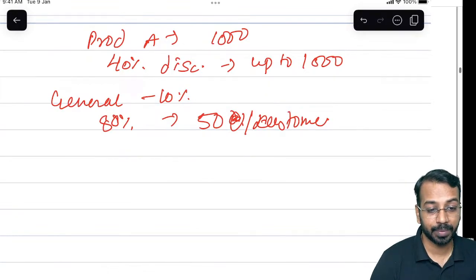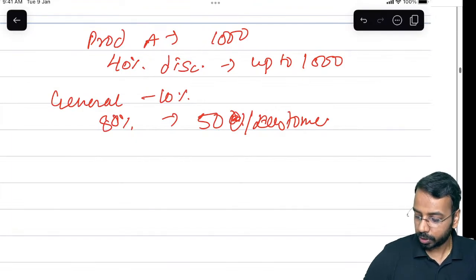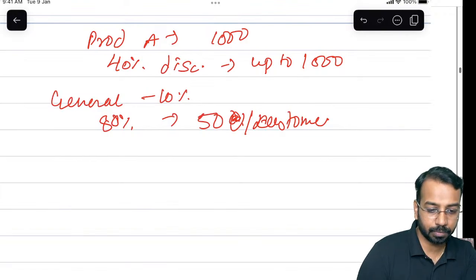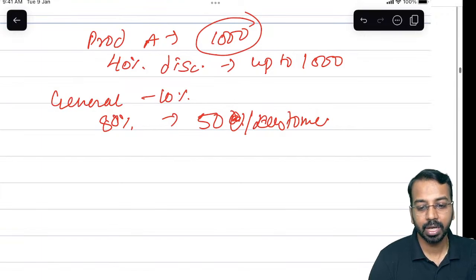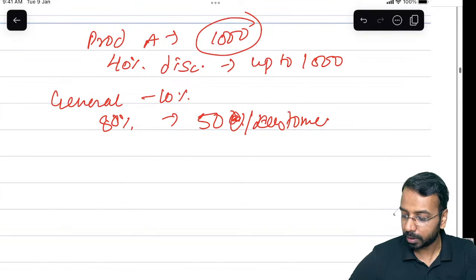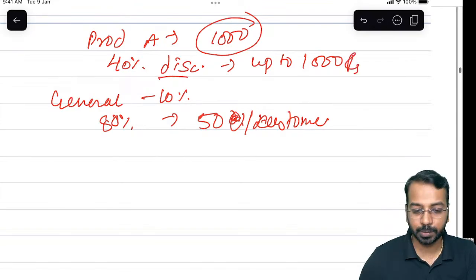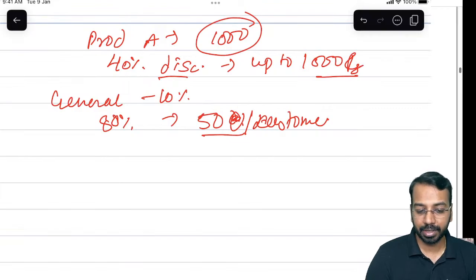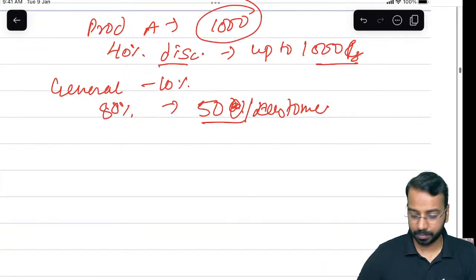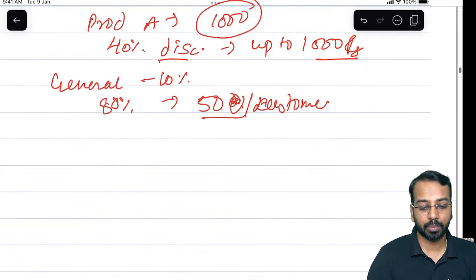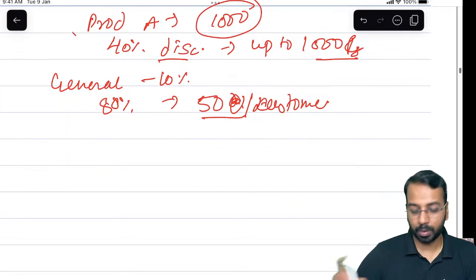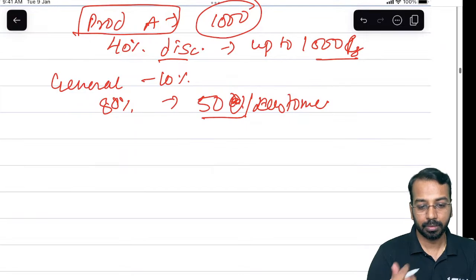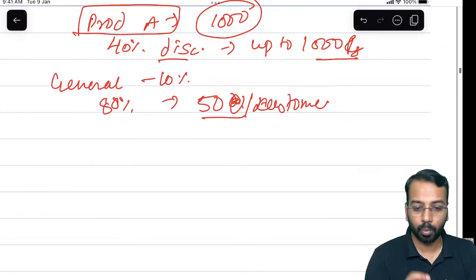Okay, so now coming back to our question. Here, product A is sold at 1000. Because you have purchased product A, you get a 40% discount up to 1000 rupees of purchases. And generally, the customer is expected to purchase 500 of additional items. Now the question is how many performance obligations are there in this particular case. Product A is one performance obligation. Delivering product A is one of the performance obligations.